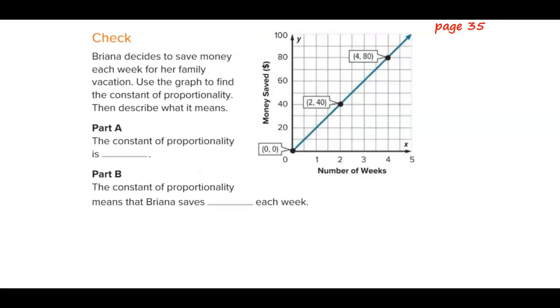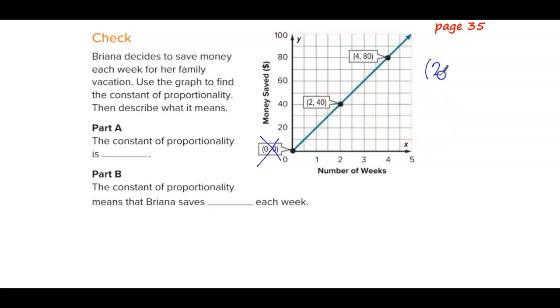Okay, so now we have Brianna decides to save money each week for her family vacation. Use the graph to find the constant of proportionality. Okay, so we can use any of these points. The one thing I do need to tell you is you cannot use (0, 0) to find the constant of proportionality. Every proportional line has the point (0, 0), and you can't use it because it would tell you that the constant of proportionality is 0, which makes it not a proportion. Okay, so we're going to have to use a non-zero point.